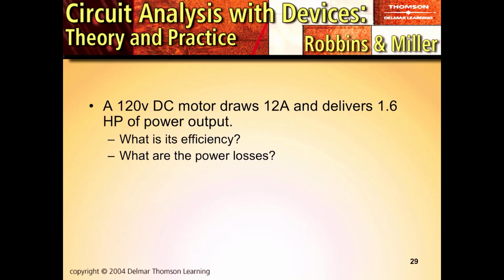So let's take a look at this. It says a 120 volt DC motor draws 12 amps and delivers 1.6 horsepower of power output. Now what we're going to want to do is look at this in terms of values of watts, because it's asking what is the efficiency and what are the power losses. So we're going to have to do a conversion here, and we'll talk about that in a minute. But first of all, let's figure out what our P in value is.